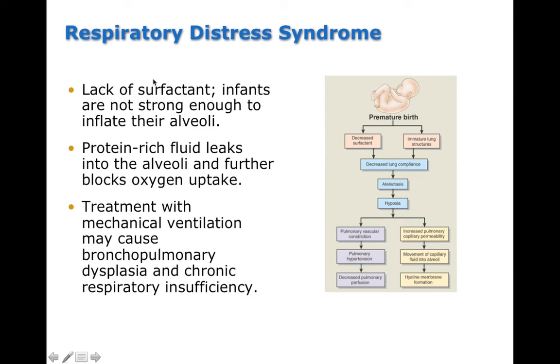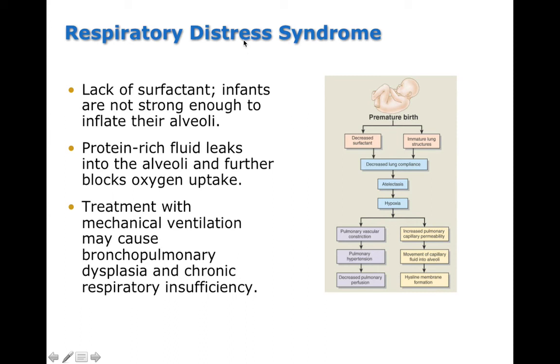Now, respiratory distress syndrome comes from a lack of pulmonary surfactant. And we talked about how pulmonary surfactant helps to decrease the cohesiveness or stickiness of water by breaking surface tension and interfering with hydrogen bondings. Now, we've also talked about how surfactant prevents alveoli from sticking together. But if you lack surfactant, infants aren't strong enough to inflate their alveoli, so the alveoli stay stuck together. Protein-rich fluid leaks into the alveoli and further blocks oxygen uptake when they're collapsed there. And so then these individuals have respiratory distress because at birth, they don't have strong respiratory muscles to try to fight these sticky alveoli.